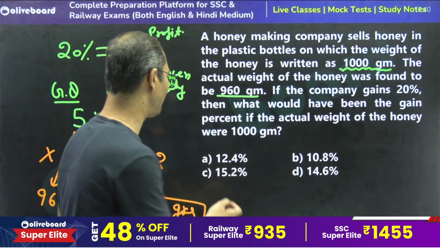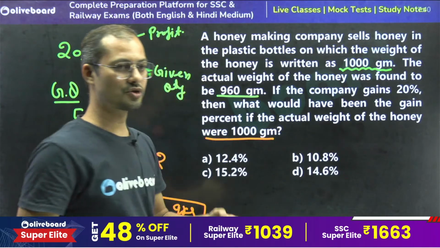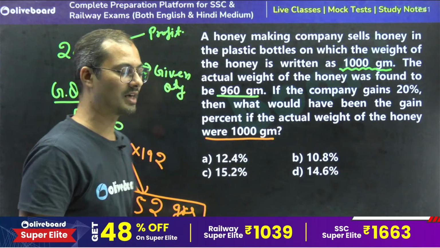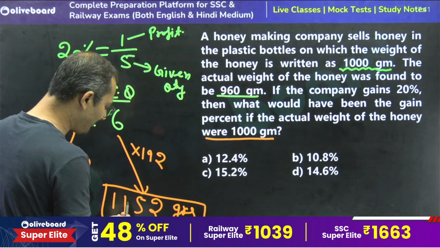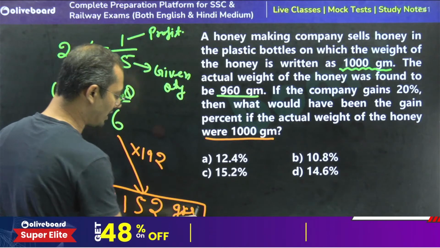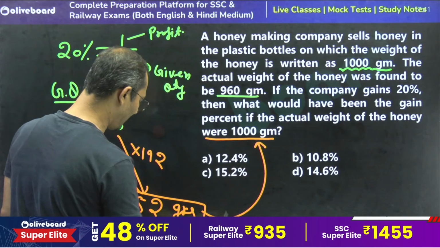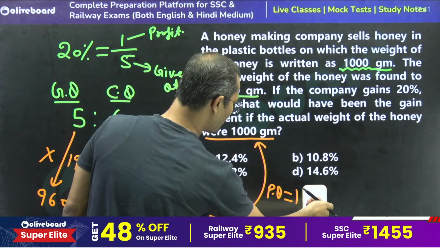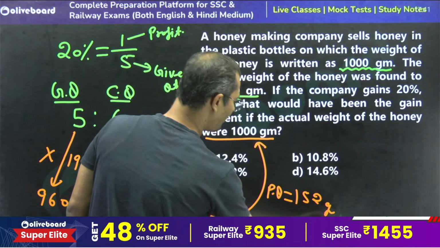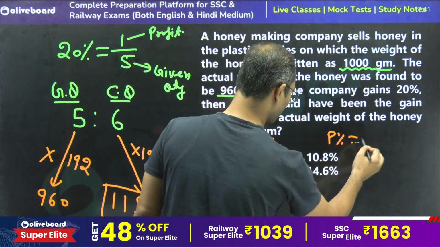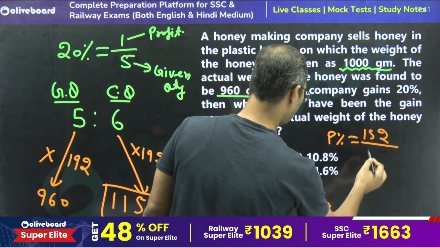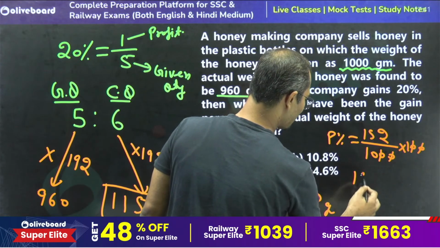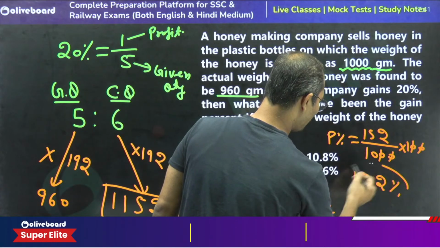Now the question is, if the company provides 1000 gram, complete 1000 gram, then what would be the profit? The company is charging for 1152 gram. Now you are getting 1000 gram. It means what is the profit quantity? So profit quantity is going to be 152 gram, right? So we can say that the actual profit percentage is equal to 152 divided by 1000 into 100, right? Zeros cancel. So 15.2% is the right answer.